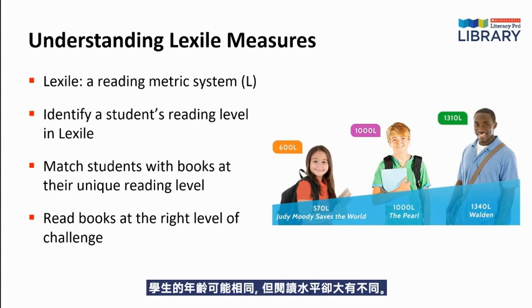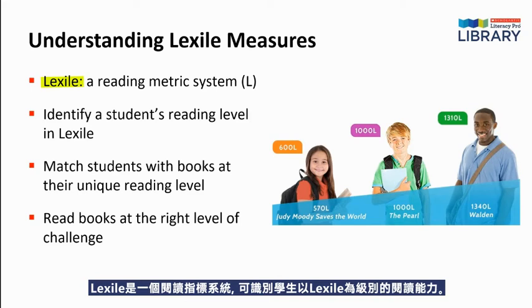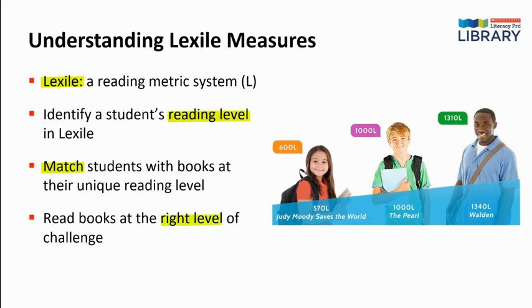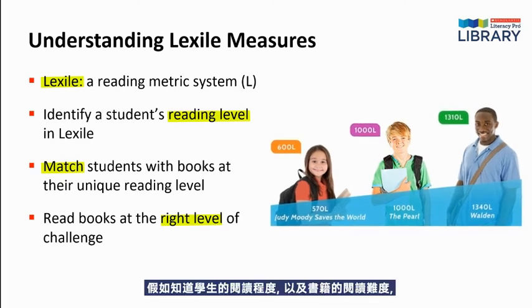Your students might be the same age, but have very different reading levels. It can vary as much as their shoe sizes. Lexile is a reading metric system which identifies your students' reading abilities in Lexile levels. It also matches your students with books at their unique reading level so that they get the right level of challenge. The idea behind Lexile is simple. If you know how well a student can read and how hard a specific book is to comprehend, you can predict how well that student will likely understand that book.